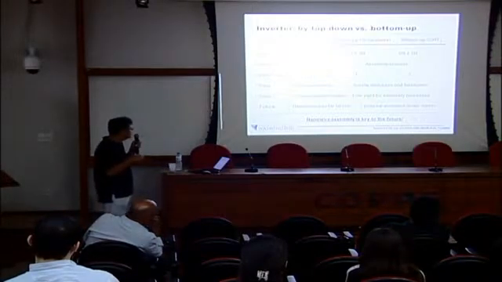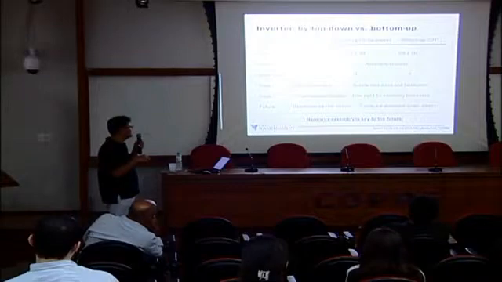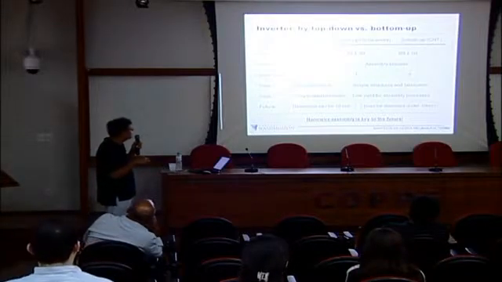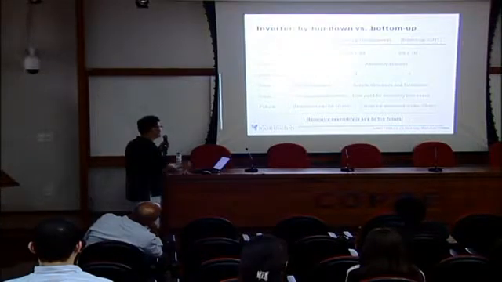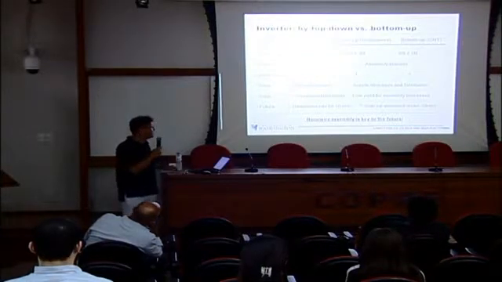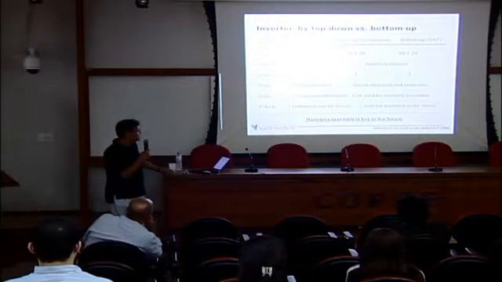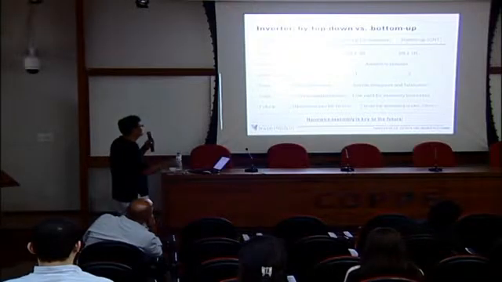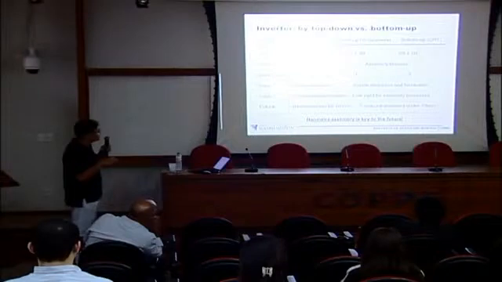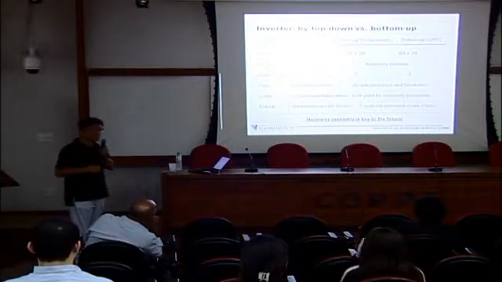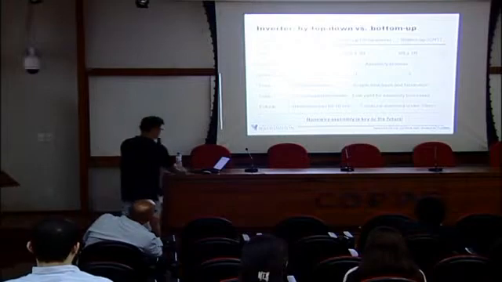And in the future, resolution will reach up to 10 nanometer, and then maybe a bottom-up method will be used to assemble at the 10 nanometer or below range, because we can assemble nanotubes or quantum dots or other structures onto electrodes. Okay? So this is a comparison table. Then for the rest of this course lecture, I want to focus on these bottom-up methods. Okay, what kind of methods are available at this moment?